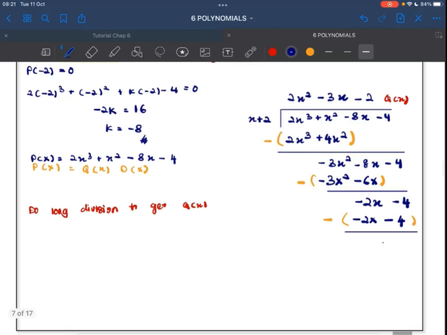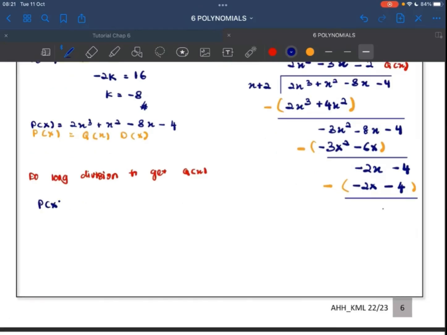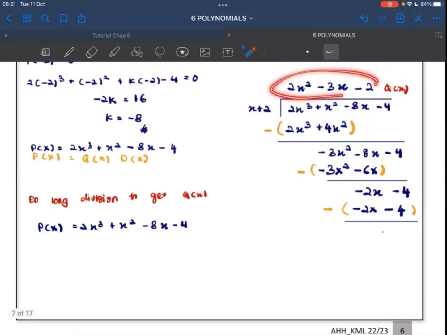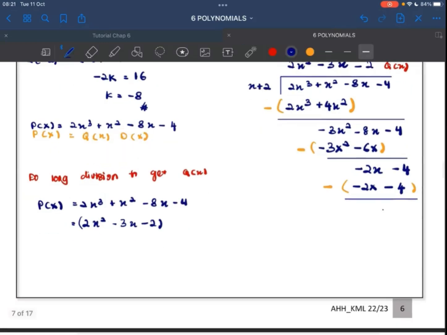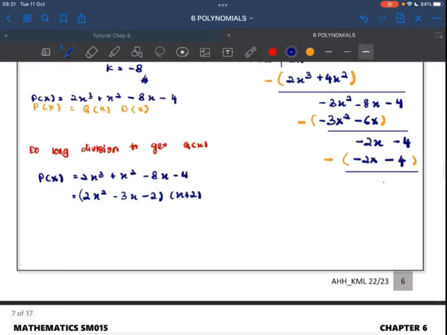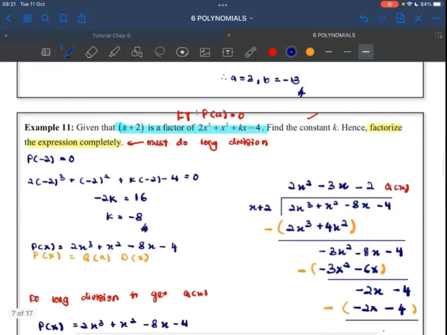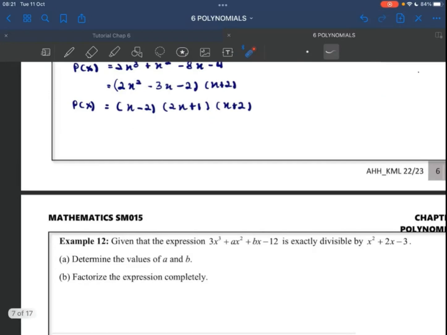Ini qx kita. So bila kita factorize, the polynomial that we have here is 2x cubed plus x square minus 8x minus 4. Qx ialah dapat daripada long division dekat sini, so we have 2x square minus 3x minus 2. Dx ialah faktor kita yang kita bahagikan tadi, so x plus 2. What is left to do ialah factorizekan ini. Gunalah calculator kamu, kita dapat x minus 2, 2x plus 1, and then x plus 2. Ini jawapannya untuk soalan yang hence ini: factorize the expression completely.